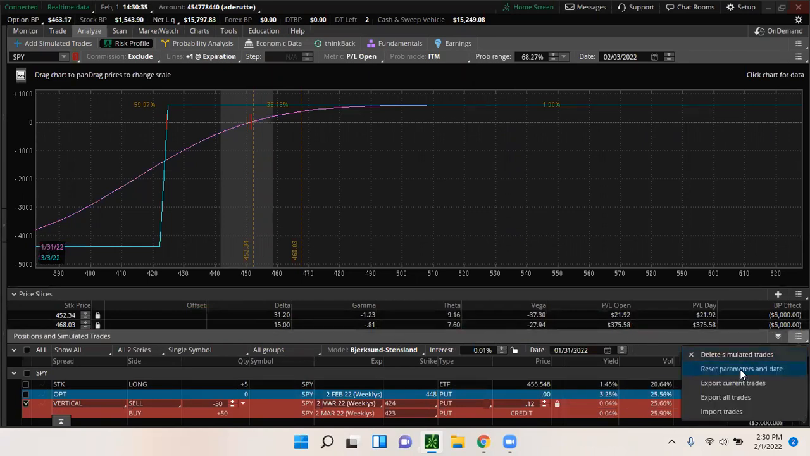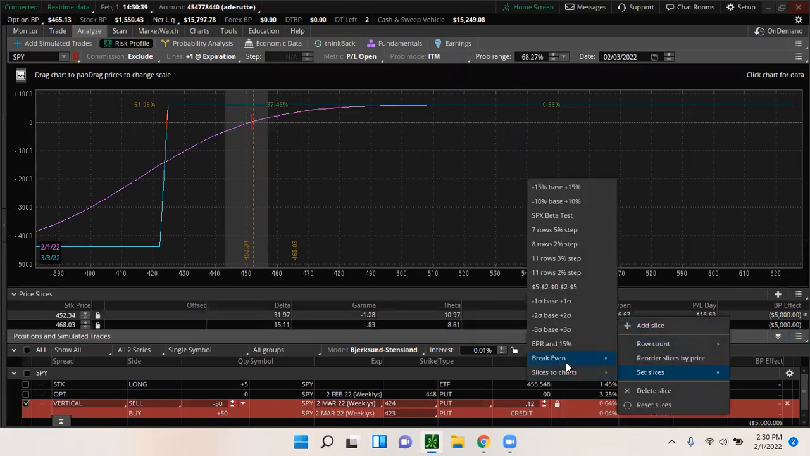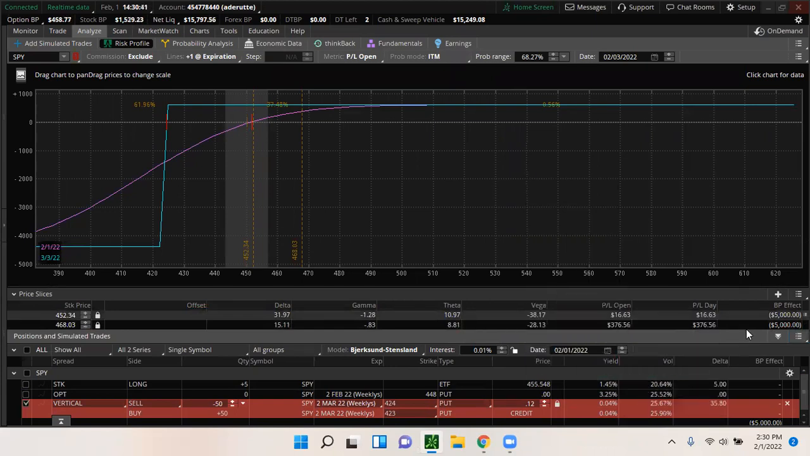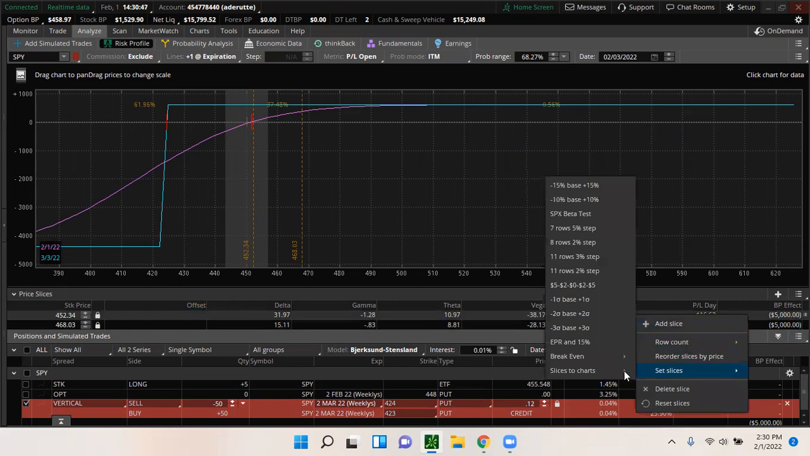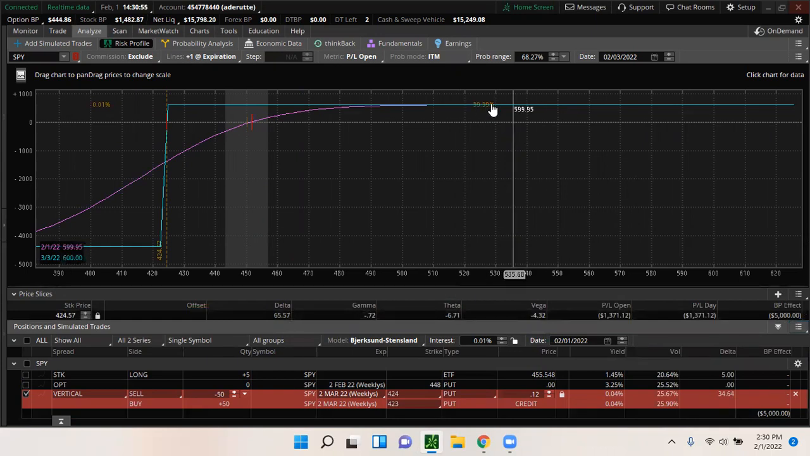You always want to go to reset parameters and date, because sometimes it can hold on to the information you were looking at before. And then you want to right click here within price slices. It doesn't matter which one. Set slices, break even, and pick the date of expiration, right? So here you see that the chance of success is super high, 99%, according to this, right, as of now.